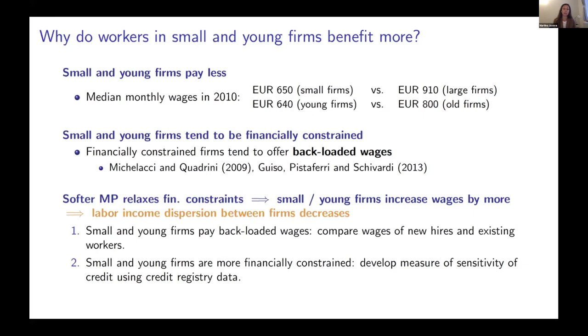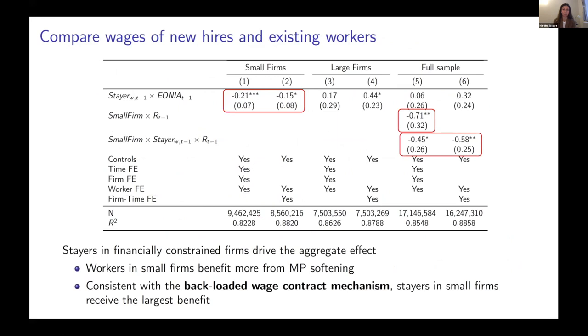Now, to be actually able to speak to this specific channel, we need to look into two things. The first one is that we will show that small and young firms actually do pay backloaded wages. And we will do that by comparing the wage profiles of their new hires and their existing workers. And then later in the talk, I'll show you that we also develop a new measure of sensitivity to show that small and young firms are indeed financially constrained using our credit registry data. So let me talk a little bit about the first point.